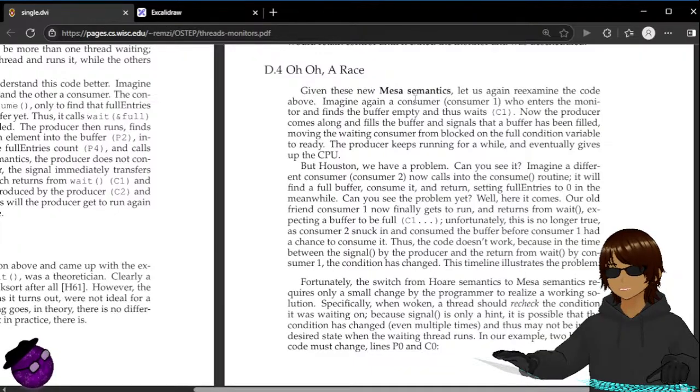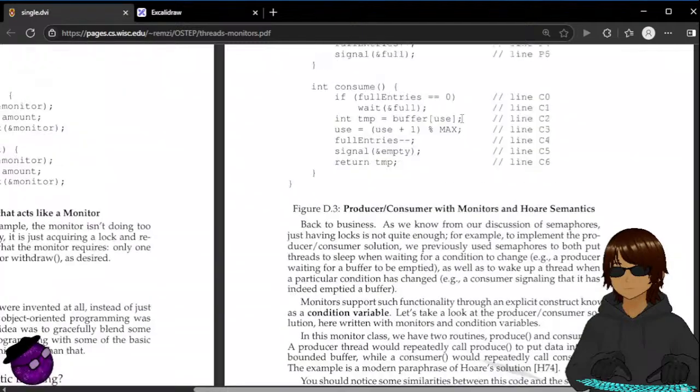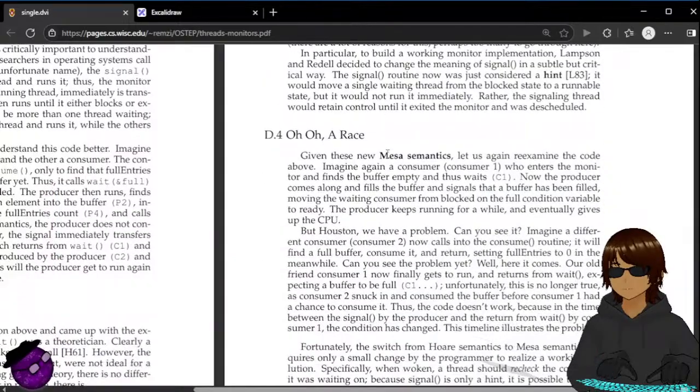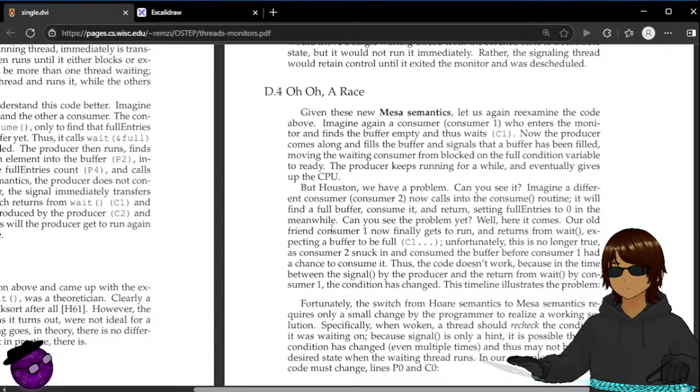Given these new Mesa semantics, let us again examine the code above. Imagine again a consumer who enters the monitor and finds the buffer empty and thus waits. Now the producer comes along and fills the buffer and signals that a buffer has been filled, moving the waiting consumer from blocked on the full condition variable to ready. The producer keeps running for a while and eventually gives up the CPU. But Houston, we have a problem. Can you see it? Imagine a different consumer now calls the consume routine. It will find a full buffer and consume it and return, setting full entries to zero in the meanwhile. Can you see the problem yet?